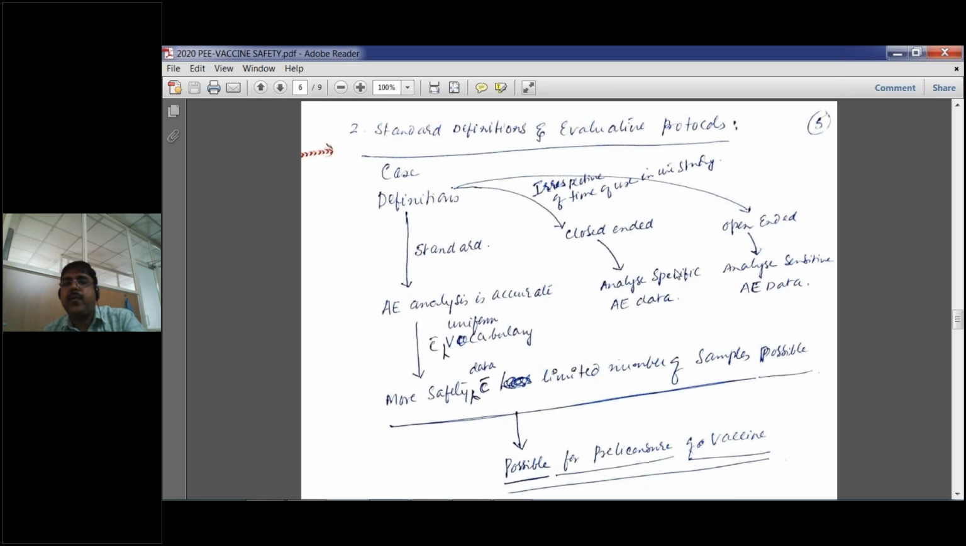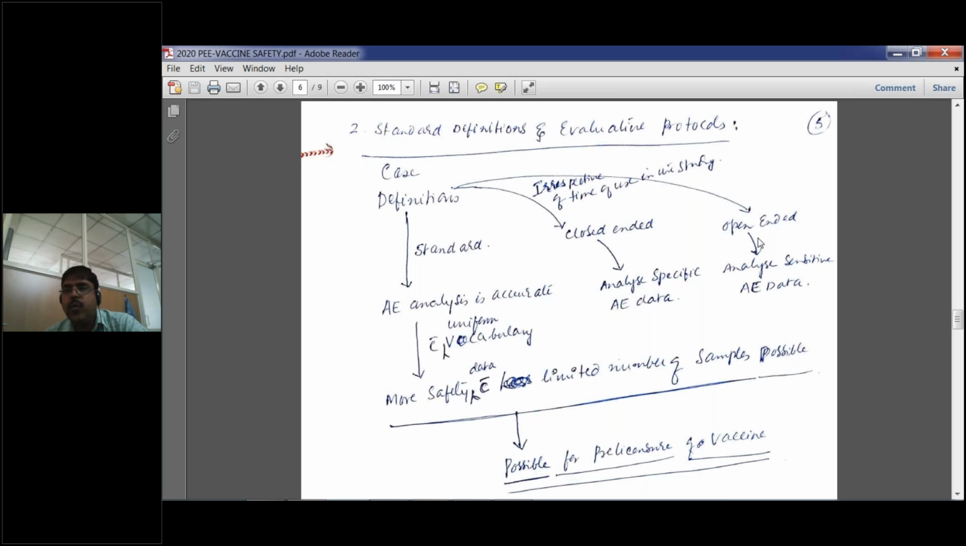I'll give one example. Let's say the mumps vaccine is likely to cause headache. So your closed-ended question: after taking the mumps vaccine, did you get headache? Yes or no? If you say yes, then the known fact is confirmed. That is known as specific data. Sensitive data is when we don't know. Tell me what are the different adverse effects which you have experienced after the administration of the mumps vaccine.